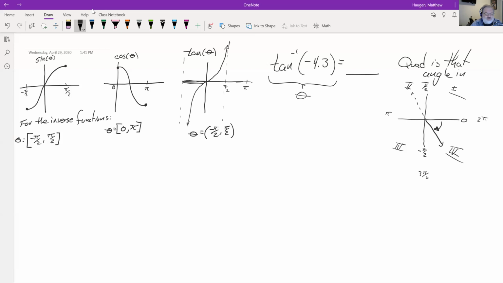Or everything I'm saying is wrong. Wouldn't that be scary? So when you ask your calculator, in either radians or degrees, let's do this in degrees so we're all on the same page because we've got to go soon, what is the tan inverse of negative 4.3 in degrees? Probably pretty high, like 60s or so, or no, maybe even 70s. I don't know.